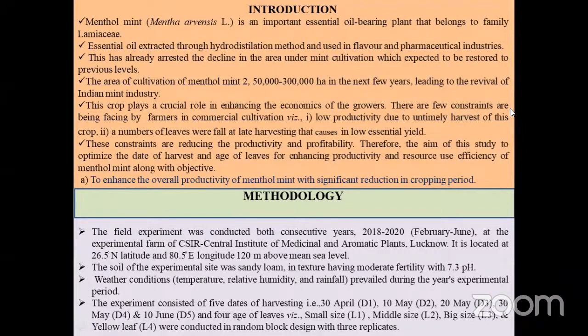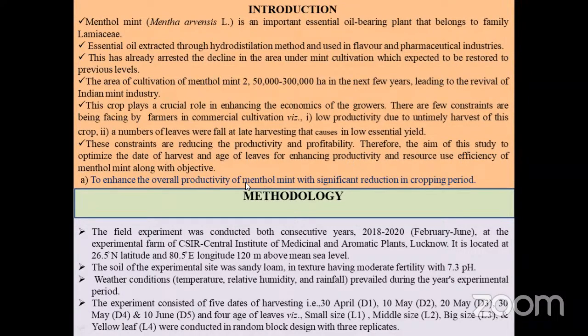There are a few constraints being faced by farmers in commercial cultivation, because of low productivity due to untimely harvest of this crop. A number of leaves fall at late harvesting, which causes low essential oil yield. These constraints are reducing the productivity and profitability. Therefore, the aim of the study is to optimize the date of harvesting and age of leaves for enhancing productivity and resource use efficiency of menthol mint, with the objective of enhancing the overall productivity of menthol mint with a significant reduction in cropping period.